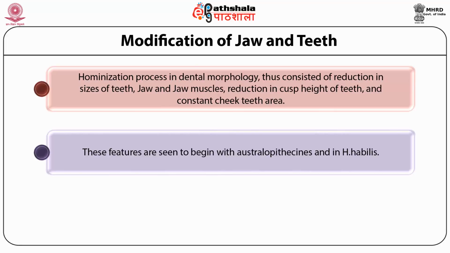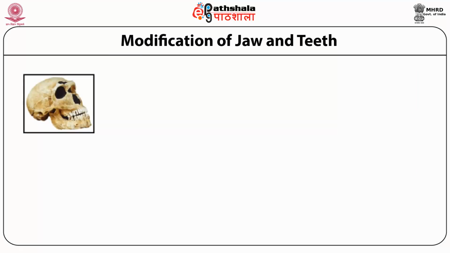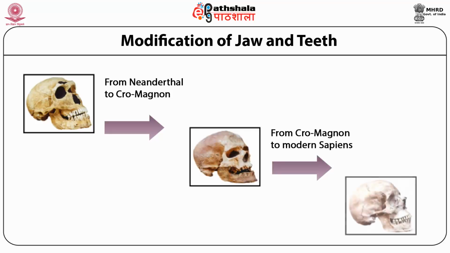We can see the changes in the jaws, teeth, and jaw muscle in the next picture. This figure explains the hominization process, especially in the skull, the lower jaw and the upper jaw regions, along with the dentition. We can see the changes from Neanderthal man to Cro-Magnon man and from Cro-Magnon man to modern sapiens. See the upper part of the skull as well as the dentition, which shows that marked evolutionary changes take place in the line of Homo.